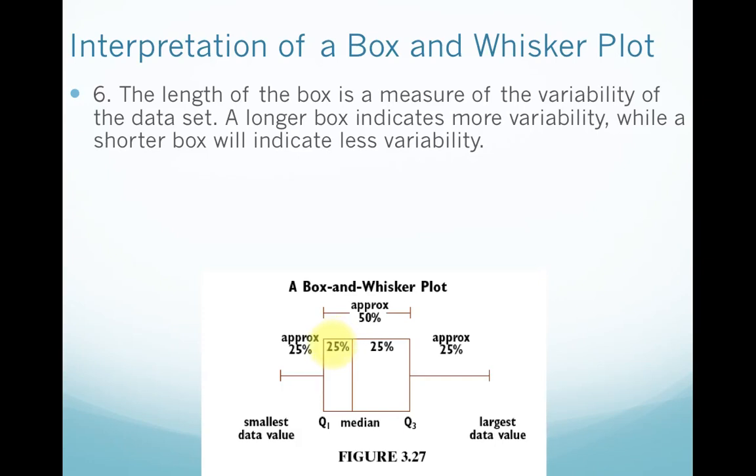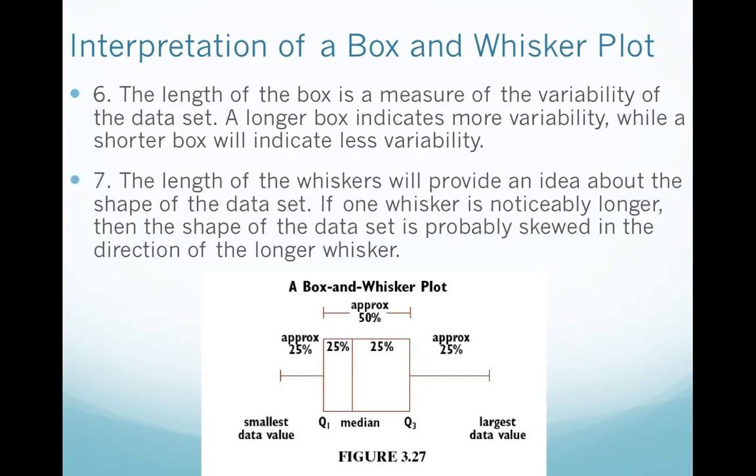But if we look at two box and whisker plots, the length of the box is a measure of variability. So if we have a shorter box, it indicates less variability. A longer box would indicate more variability. So if you had to compare two box and whisker plots and decide which distribution had the greater variability, it would be the distribution with the longer box.